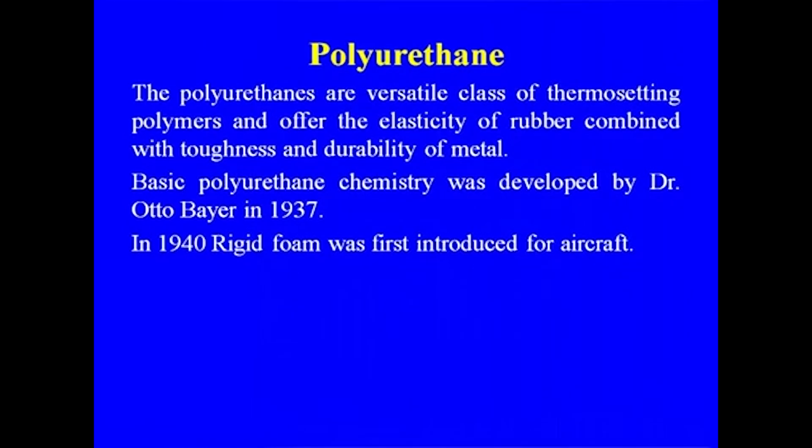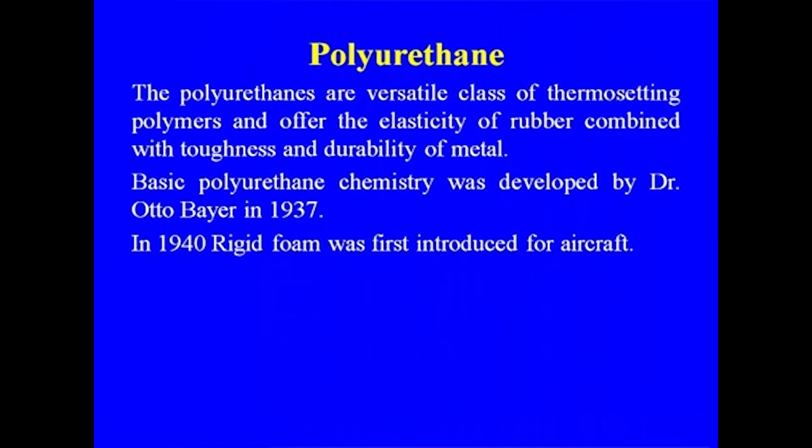Now let us discuss polyurethane, that is also one of the important polymers. The polyurethanes are a versatile class of thermoset polymers and offer the elasticity of rubber combined with the toughness and durability of metal. Basic polyurethane chemistry was developed in 1937 by Dr. Otto Bayer.